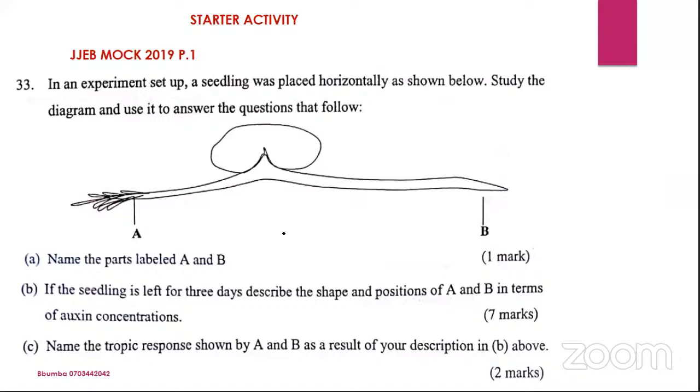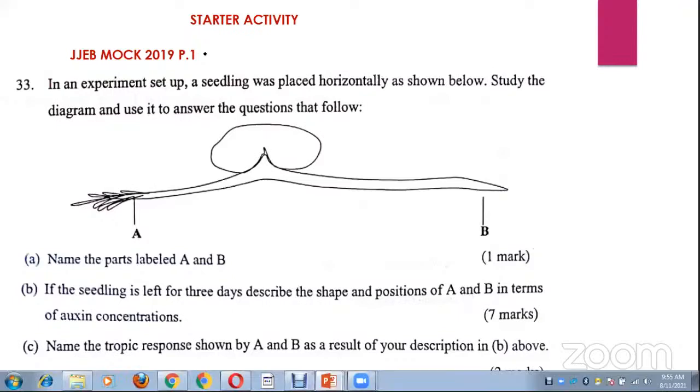And we can go to the next part B. Let me first go back. Kengisha says A is shoot, B is root. Hayla says A is the root, B is the shoot.